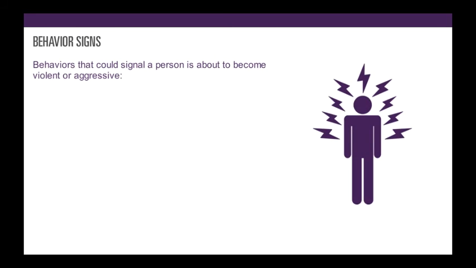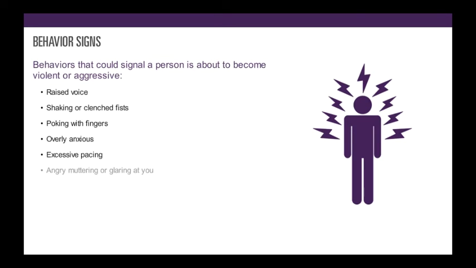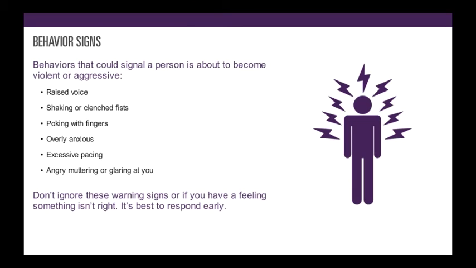There are certain behaviors that could signal a person is about to become violent or aggressive. Watch for a raised voice, shaking or clenching fists, poking with fingers, being overly anxious, excessive pacing, or angry muttering or glaring at you. Don't ignore these warning signs, or if you have a feeling that something isn't right. It's best to respond early and give the person a chance not to become violent.